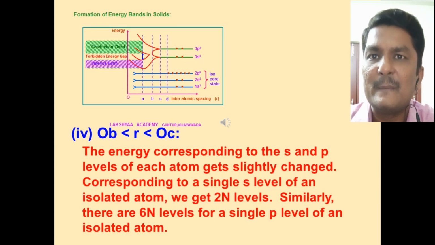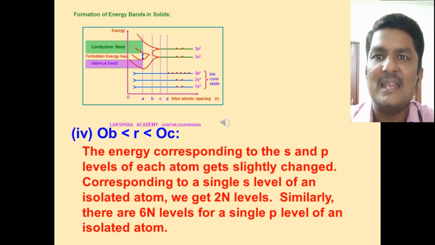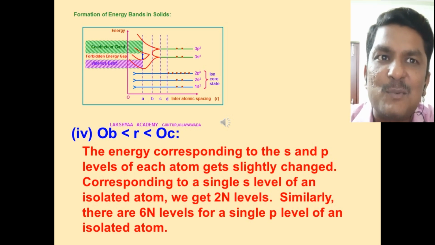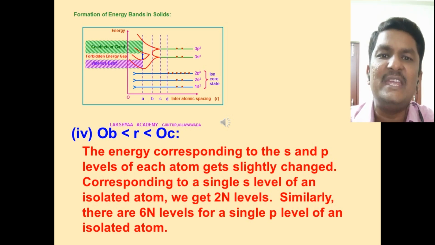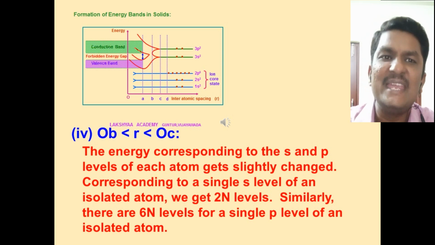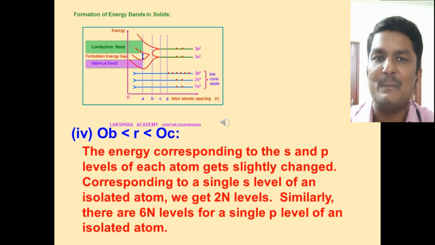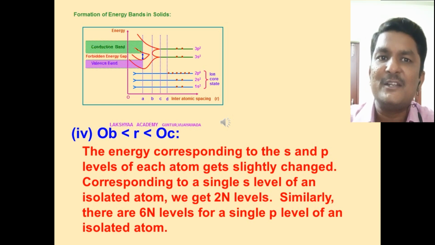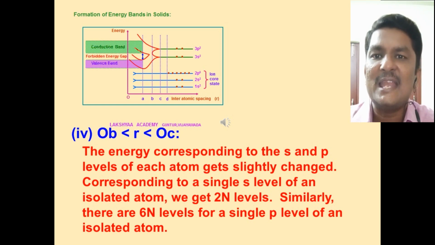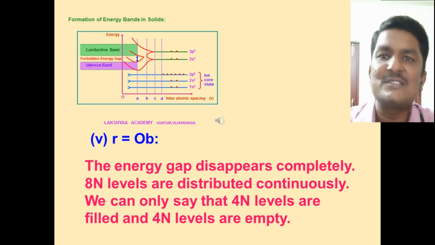Next, fourth case, when R is in between OB and OC, OB less than R less than OC, the energy corresponding to the S and P levels of each atom gets slightly changed. So, corresponding to a single S level of an isolated atom, we get 2n levels. Note that. Similarly, there are 6n levels.